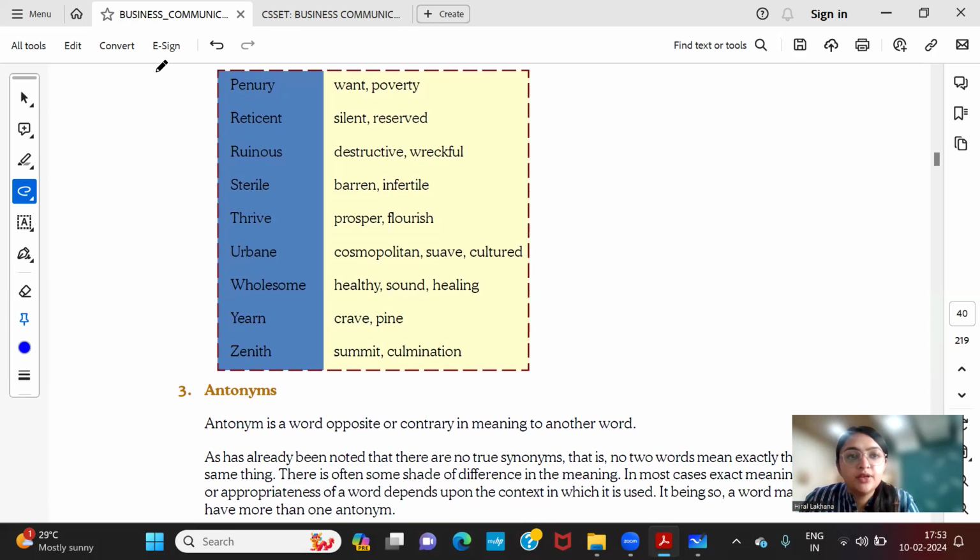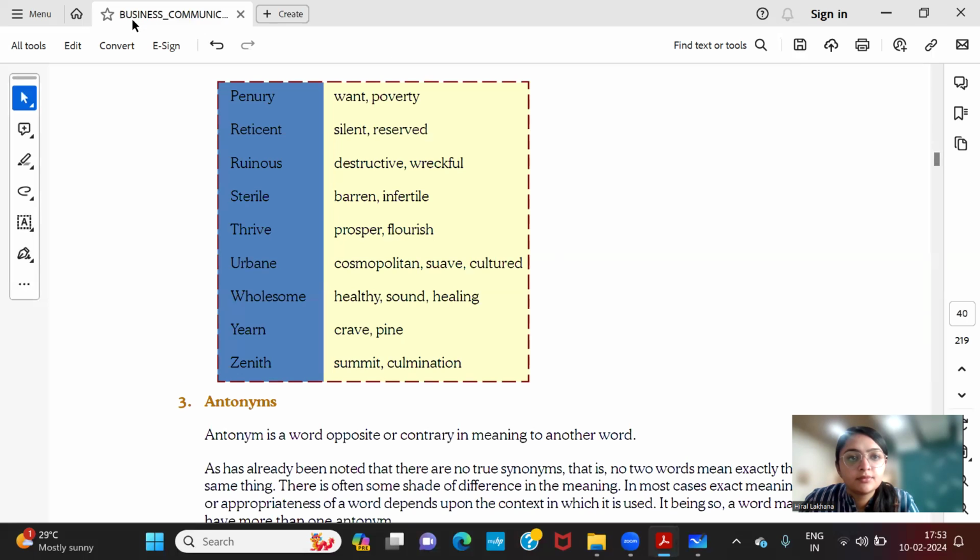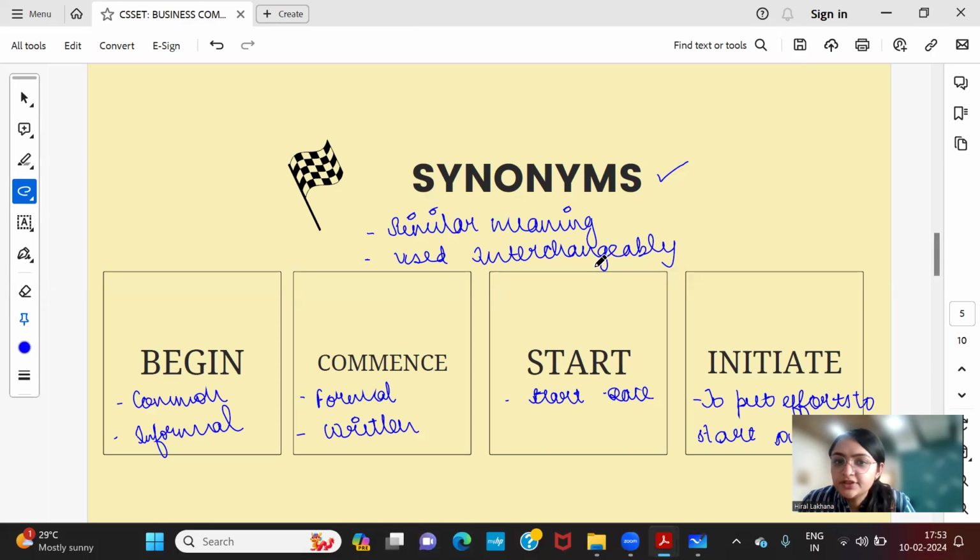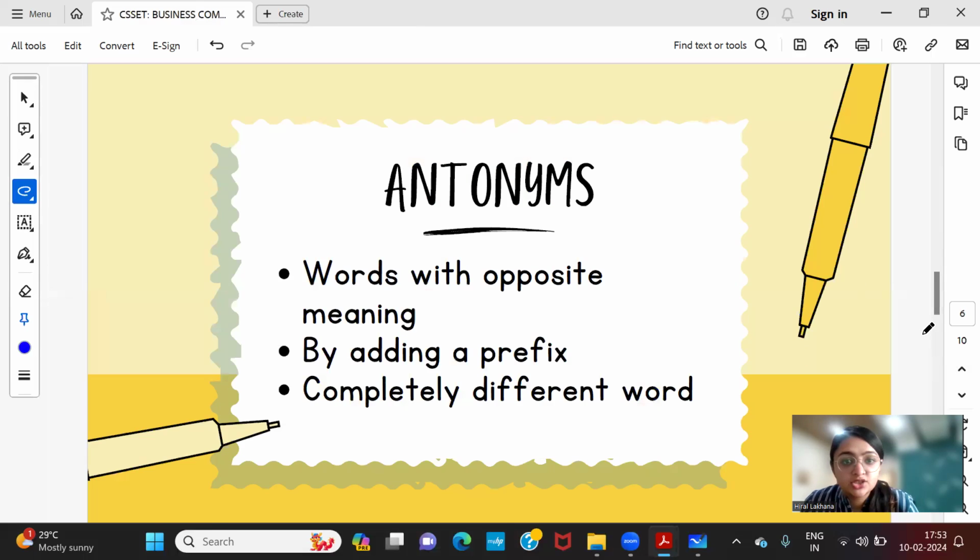Coming to the next part of it, yes. So after synonyms, we have the next concept of antonyms. So antonyms is basically words with the opposite meaning. So synonyms meant words with similar meaning, and antonym means words with the opposite meaning. That is what it intends. It gives the opposite meaning of that.